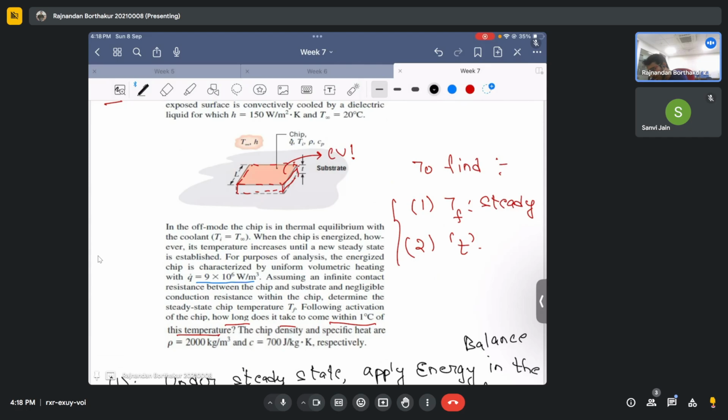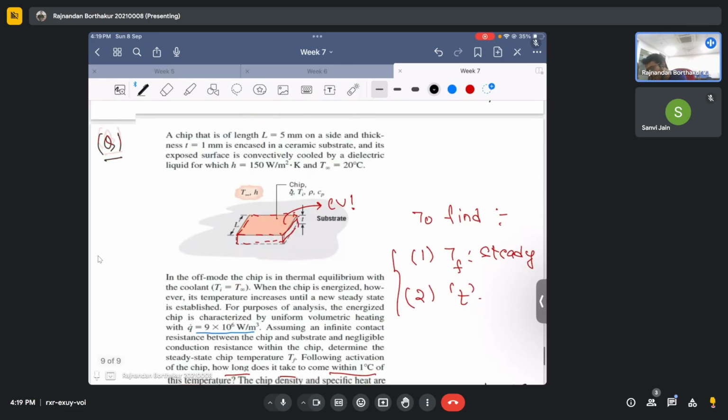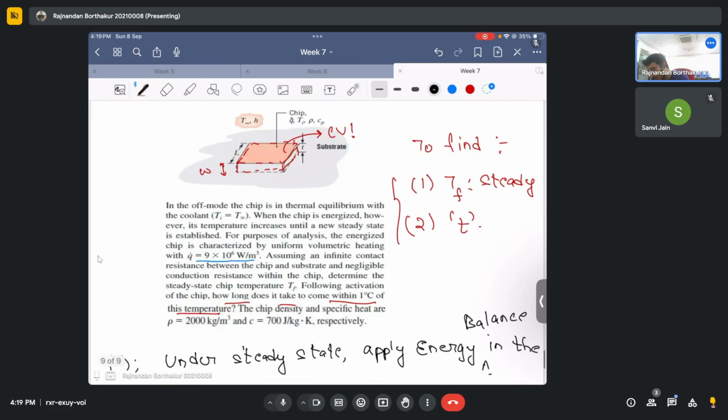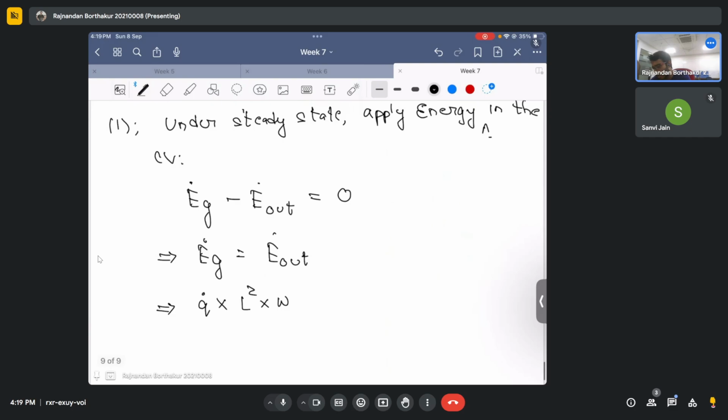It is nothing but Q dot. But since this is the volumetric heat generation, Q dot is in watt per meter cube. If you want to write this in terms of watt, I need to multiply with the volume of the chip. So this would be the area, which is L square, times its width or thickness. This thickness we'll write as W, because we have used the small t for time. We won't use T here; we'll just write it as W. So this is Q dot times L square times W.